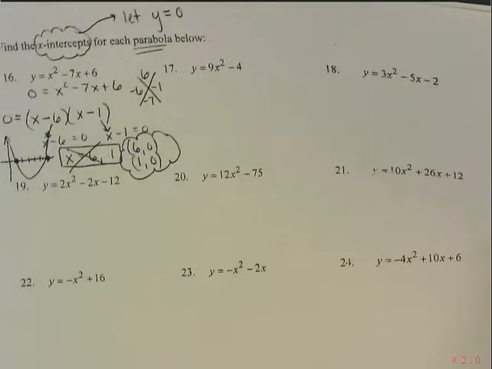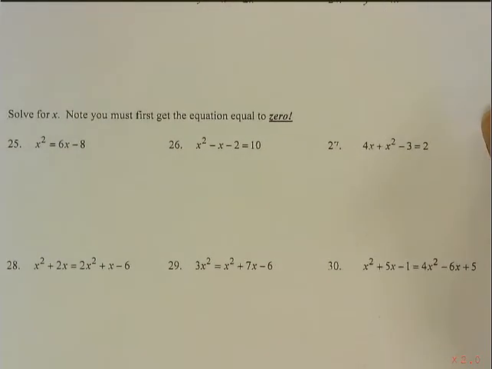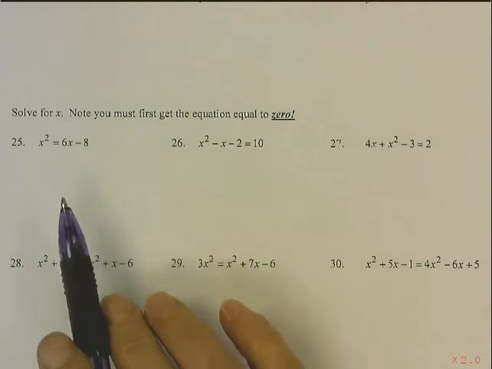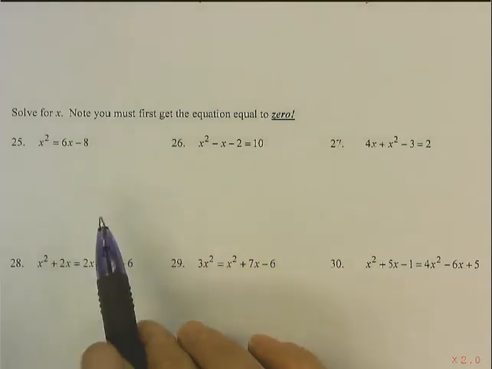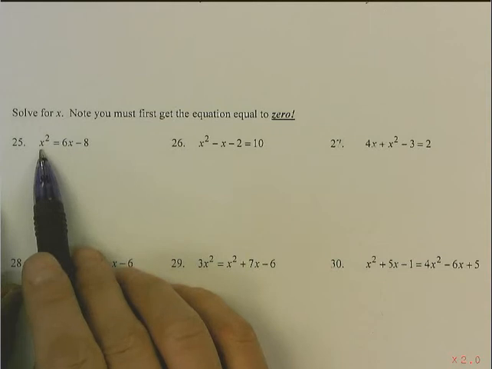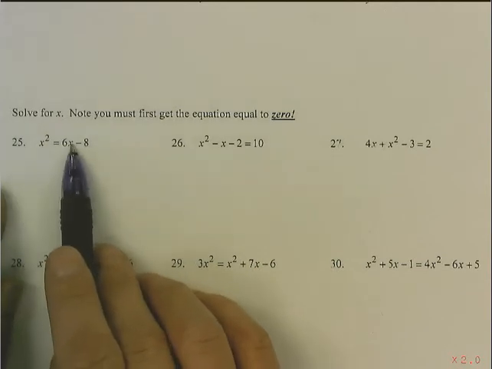Okay, let's look at the difficult ones. I think these are the hard ones, numbers 25 through 30. So solve for x. Note you must get the equation equal to 0 first. So you cannot apply the zero product property until we have 0 on one side. So look at where your x squared term is. You always want this term to be positive. So I'm going to move both of these terms to the left side of the equation.